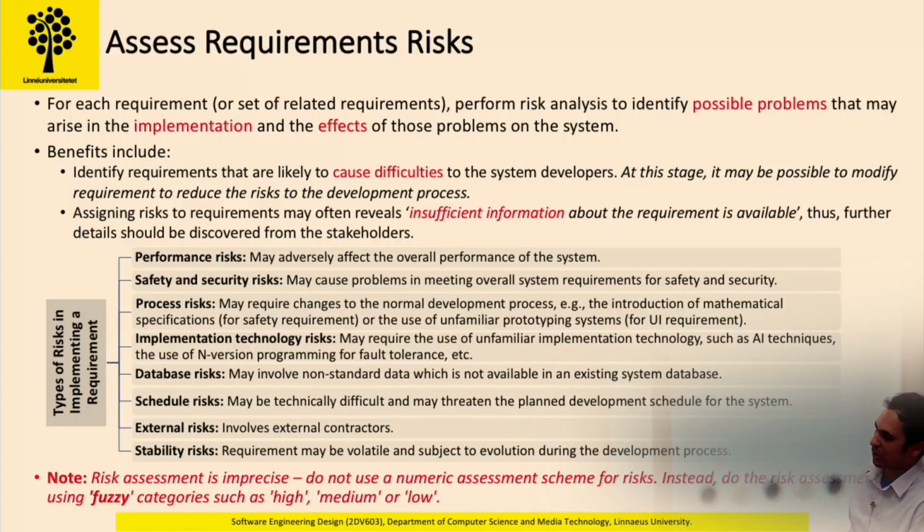And also do not use numeric risk levels, because some of the risks are imprecise. So try to use fuzzy categories like high, medium, and low, and it will be easier for the developers or the requirements stakeholders to get the risk just by looking at them.